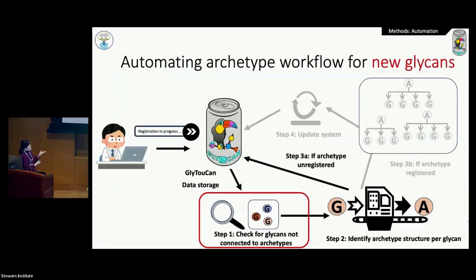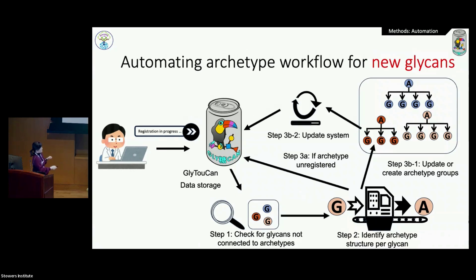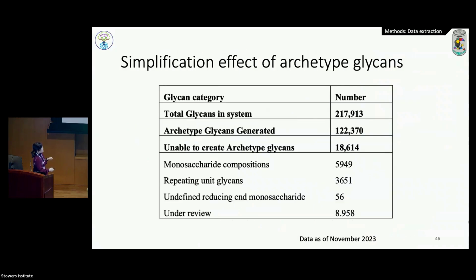We also need to create a workflow to automate this. Whenever a user registers a new glycan structure, we have to go through the generation of the archetype and identify whether it already exists in Glycan. If not, we have to generate it, register it, update the archetype groups and the RDF, and automate this whole process. This system is currently being developed and should be available soon.